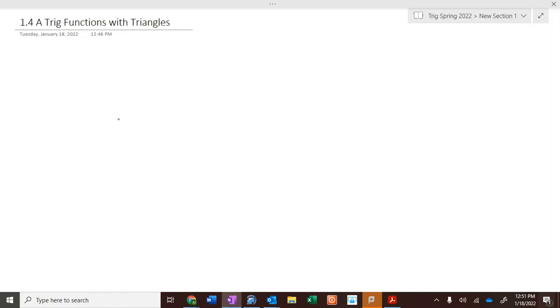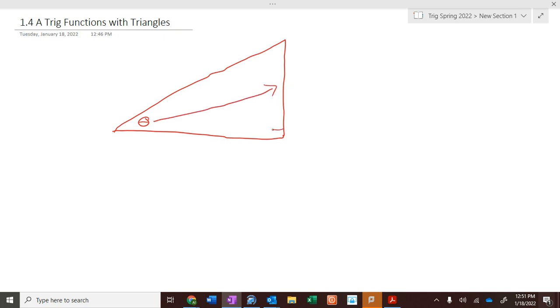So, if we have a triangle, and this is the angle that we're talking about right here, and this is a right triangle, you have a side that is opposite. You have a side that is adjacent. And the side opposite the right angle is the hypotenuse.